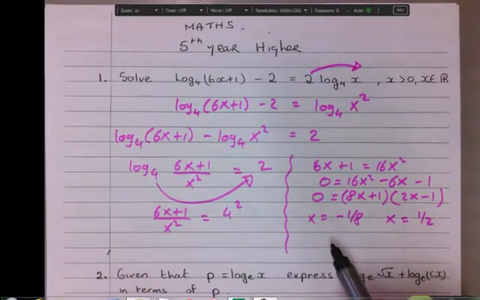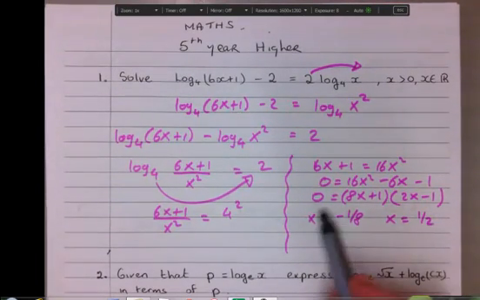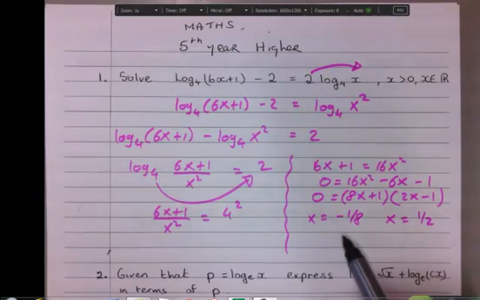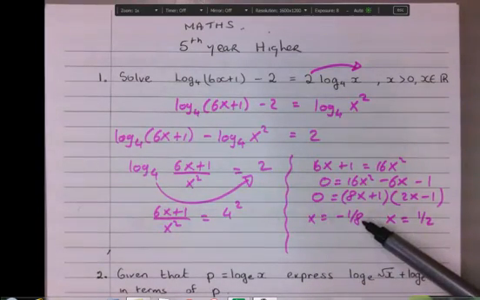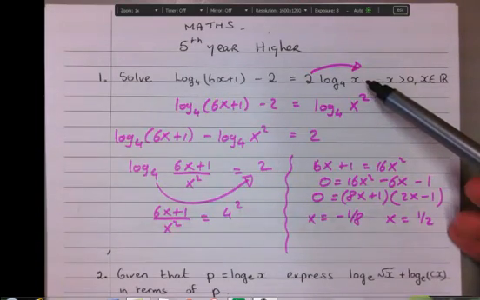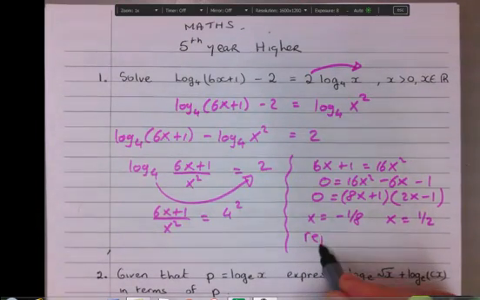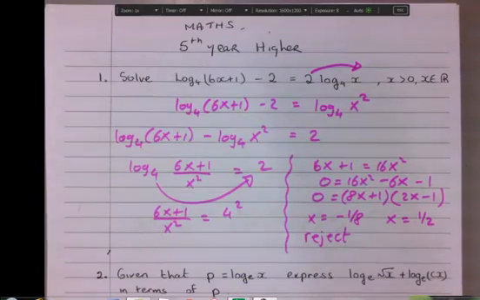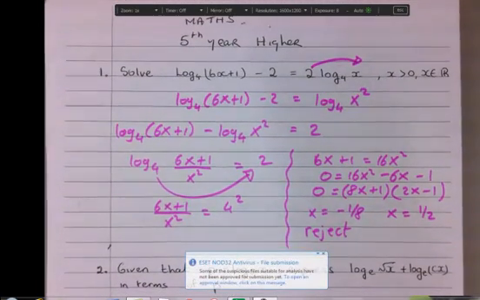Of course, you can't get the log of a negative number. We're not rejecting this answer because it's negative. We're rejecting it because when minus 1 over 8 gets put in here, I can't get the log of a negative number. So we reject. So that was the first part. You might have been able to do it a couple of different ways, but it's a nice way to revise some of the rules.